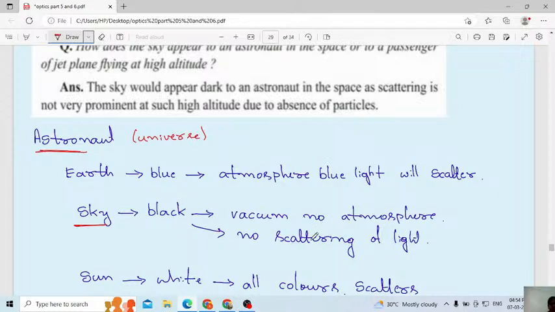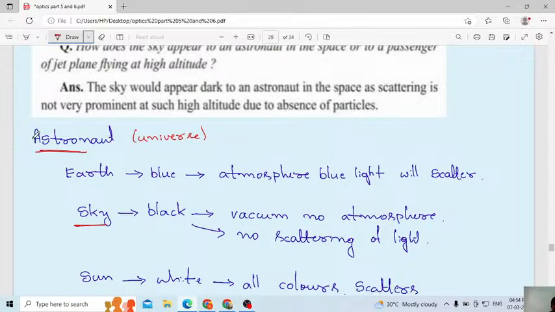Because of no atmosphere, no scattering of light will take place. If the atmosphere is not there, how will you get the dust particles? If there are no particles for scattering of light, then there is no scattering of light. There is not even one dust particle in the universe, so how will scattering happen? Therefore for astronauts the sky will appear black. It looks simple, but you have to know scientifically what the reason is.